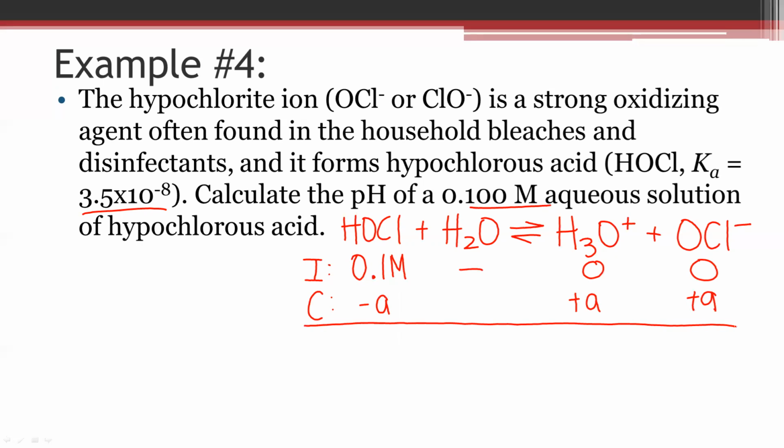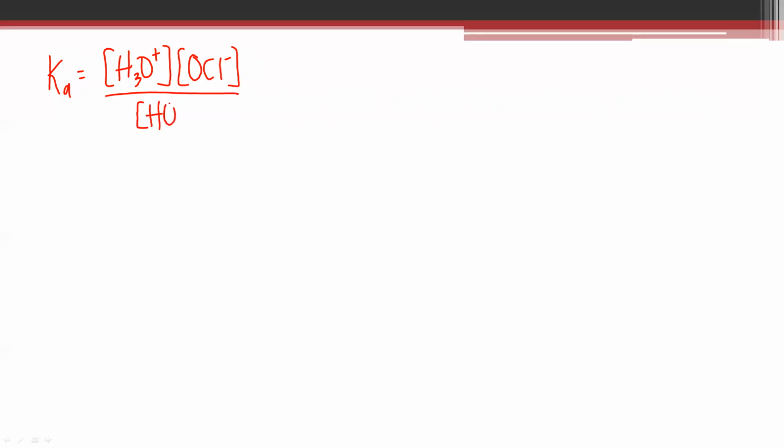So at equilibrium, the concentration of the acid will be 0.1 minus A, and then the hydronium and the hypochlorite ions will both be equal to A. No coefficients here, which is nice. Okay, so at this point then, we can plug in and solve for our hydronium ion concentration, or the A. Okay, so our Ka expression, in case you need to see it, is going to be the hydronium concentration times the hypochlorite concentration all over the acid concentration.